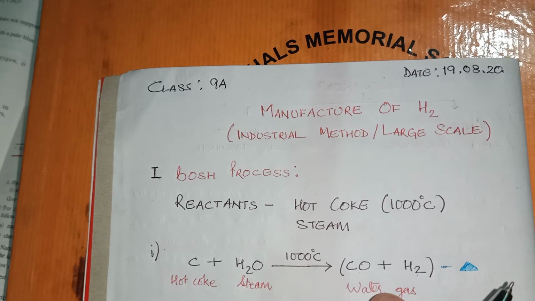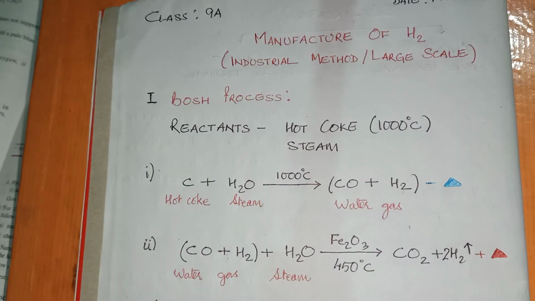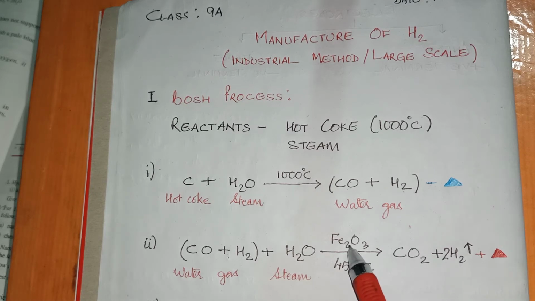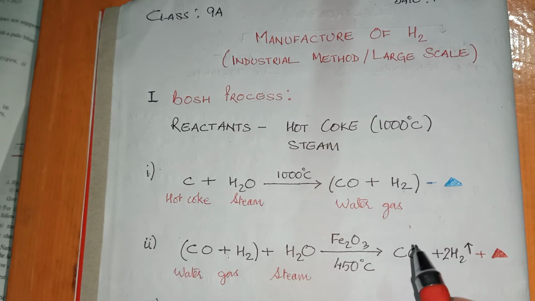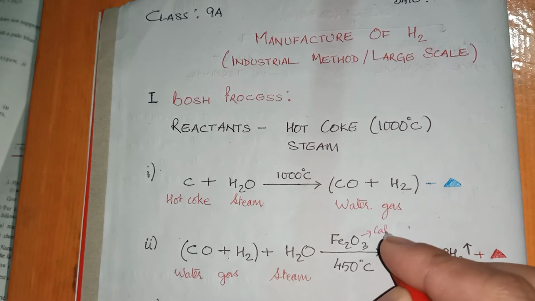Now once water gas is produced, we move on to the second step. In the second step, the water gas produced is mixed with excess steam and passed over heated ferric oxide at around 450 degrees Celsius. Here, this heated ferric oxide acts as a catalyst.